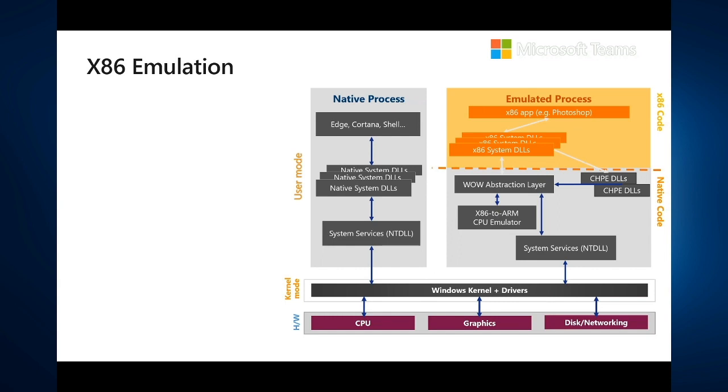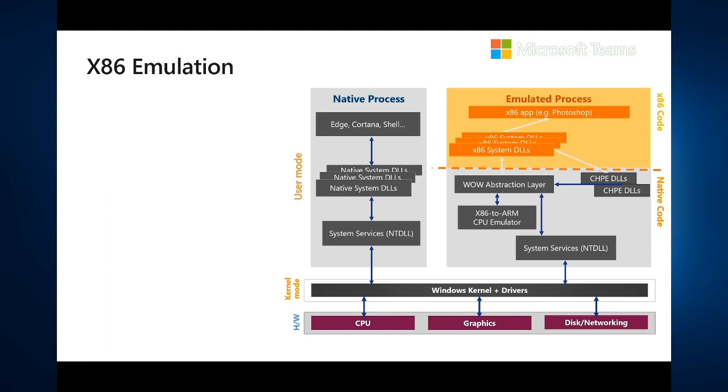On the right side, now you have the x86 emulated process running. And this is where things get a little interesting, right? Because now you have two parts. The top part is your x86 program, for example, Photoshop, running under emulation. It also has the x86 system binaries that I talked about, and these are also running as x86 under emulation. And then at the bottom, we have native code, and this has a WoW abstraction layer. This is the Windows on Windows abstraction layer that is pretty similar to what we ship today on Intel x64 machines that allows users to run x86 programs on x64 Intel, right?